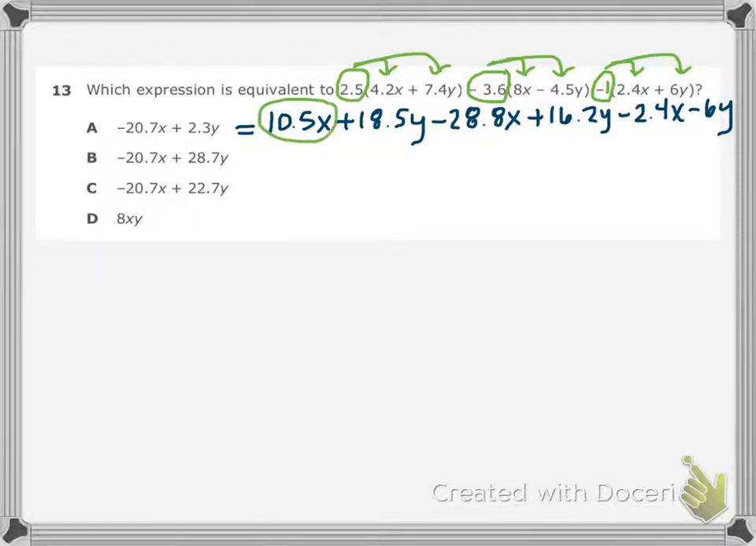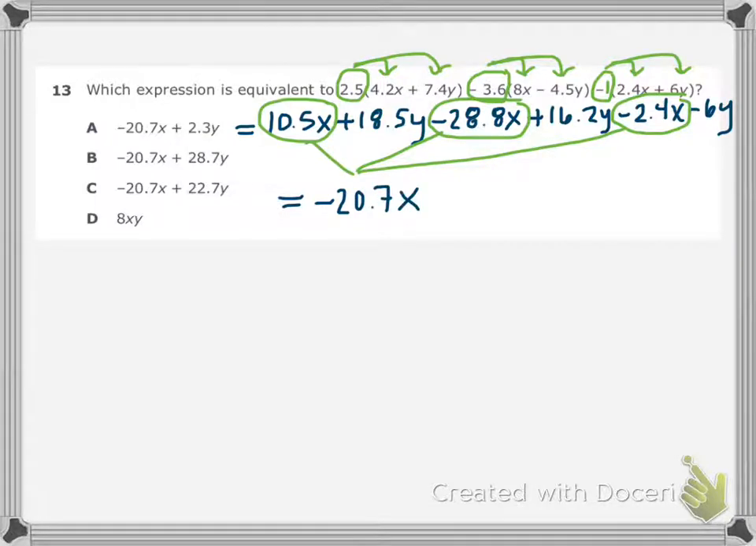We've got 10.5x. We've got negative 28.8x. and we've got negative 2.4x. So you literally just want to put those numbers in your calculator. 10.5 minus 28.8 minus 2.4, and you will get negative 20.7x.